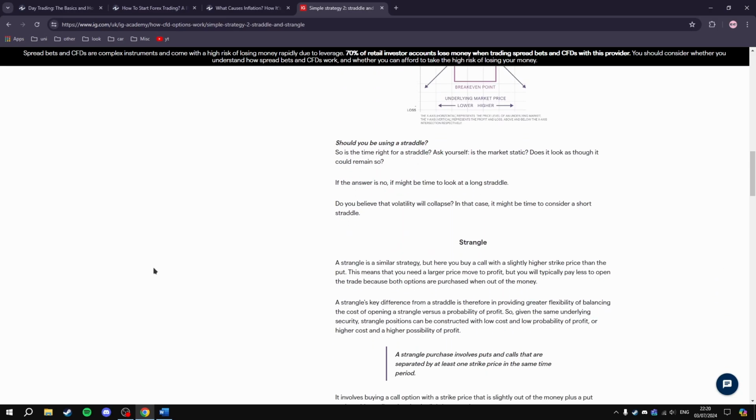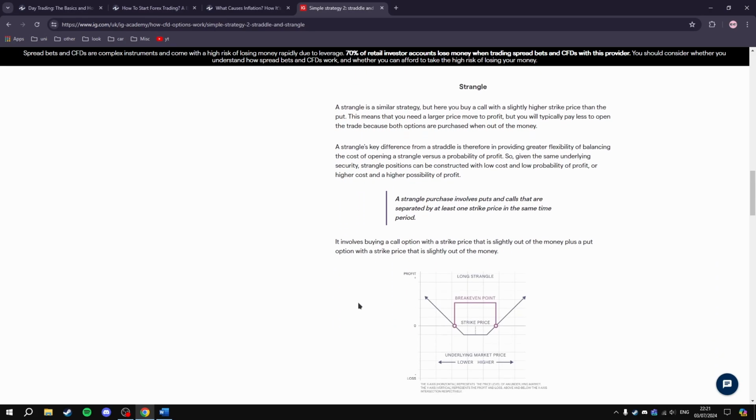Should you be using a straddle? Ask yourself the following: is the market static? Does it look as though it could remain so? If the answer is no, it might be time to look at using a long straddle. Do you believe that volatility will collapse? If yes, it might be time to consider a short straddle.